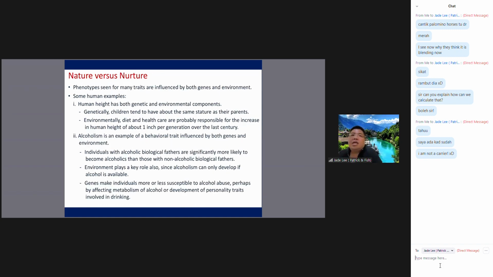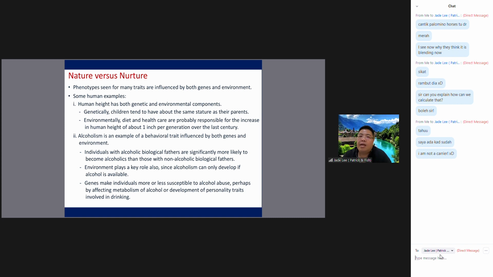Satu lagi, nature or nurture. Okay, so in human example, human height has both genetic and environmental component. Biasanya kalau kita tengok kenapa budak dekat bandar tu mereka lebih tinggi, lebih besar badannya, kerana mereka mempunyai nutrien yang sangat cukup sejak kelahiran sampai mereka sampai dewasa. Tetapi kebanyakan dekat kampung-kampung di pedalaman tu, mereka kerana kekurangan resources dengan sumber, maka biasanya saiz mereka adalah kecil.